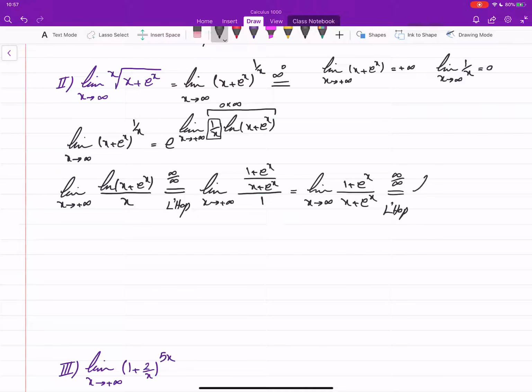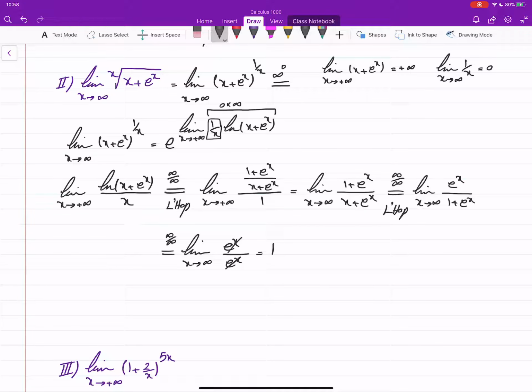And what we will get here is e to the power x, 1 plus e to the power x as x approaches infinity. Well, again, this is infinity over infinity, limit of x approaching infinity of another differentiation. So this will be e to the power x. And as you can see now, we can simplify and get just limit of 1 is 1.